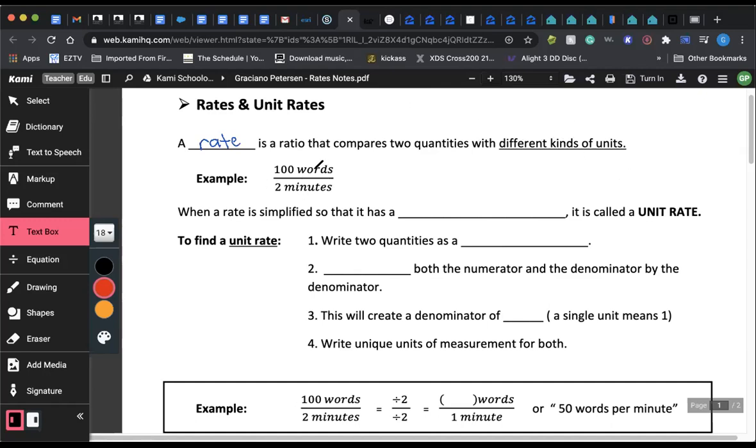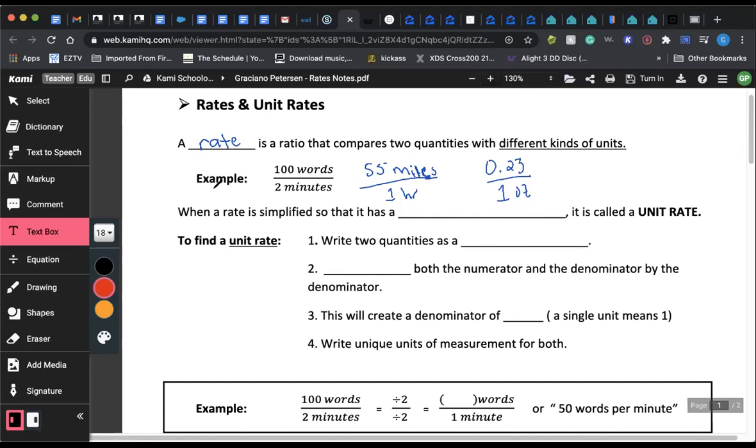For example, 100 words in 2 minutes, 55 miles in 1 hour. Okay, or like we just figured out, 23 cents per ounce, right? So those are examples of rates. All right, those are just some examples.